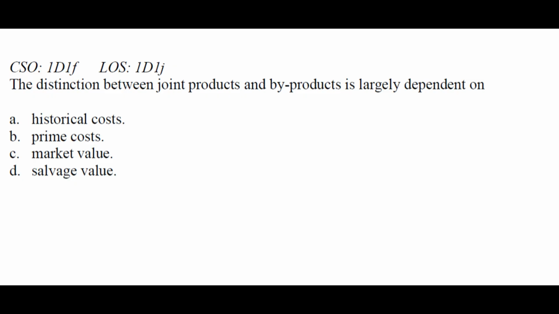Correct answer. C. The classification of outputs from a joint production process depends primarily on economic significance, which is measured by market value at the split-off point. Products with significant market value are treated as joint products, while those with minor value are classified as byproducts.